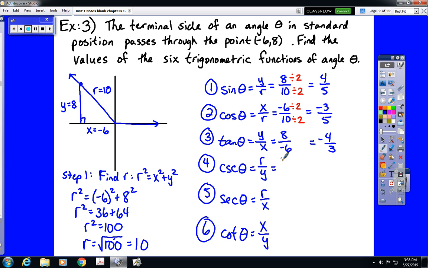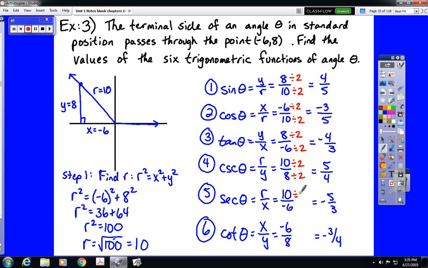R over y would be 10 over 8, or 5/4. R over x would be 10 over negative 6, or negative 5/3. And cotangent would be negative 6 over 8, or negative 3/4. Again, you have to remember to reduce. If you can reduce, you must reduce. And the other major issue is you are not allowed to leave square roots in the denominator. That does it for the first section, first part of section 3, I should say.